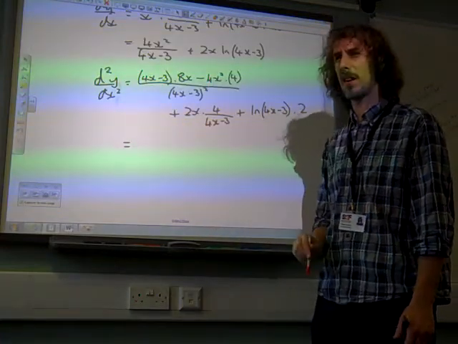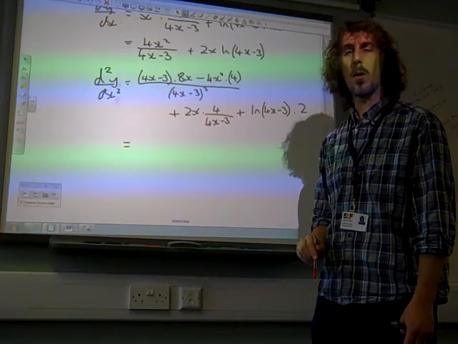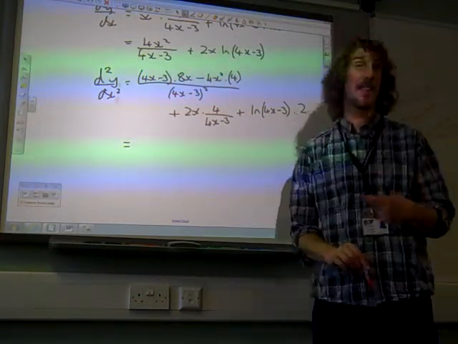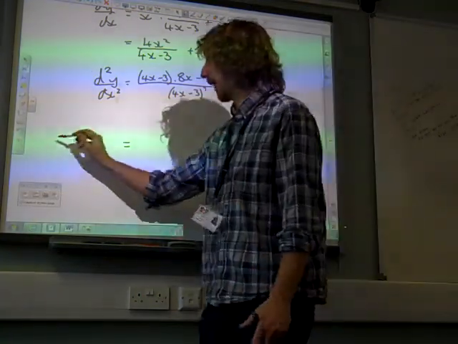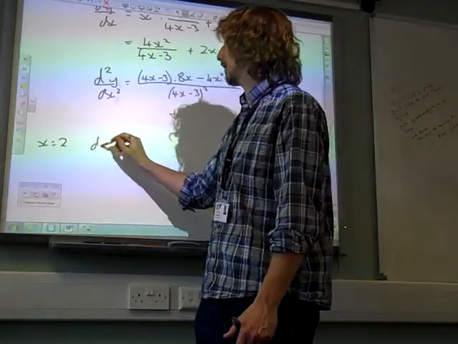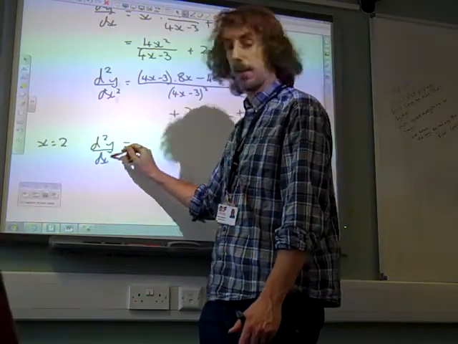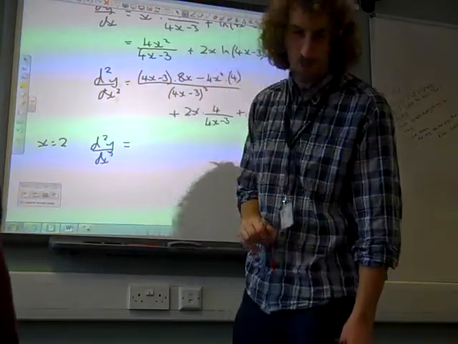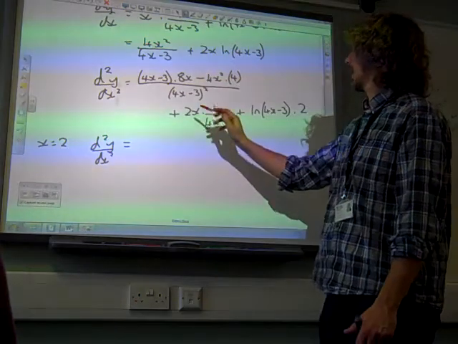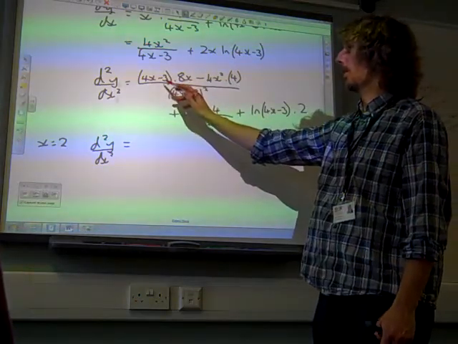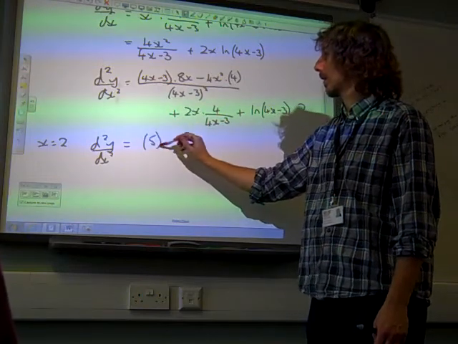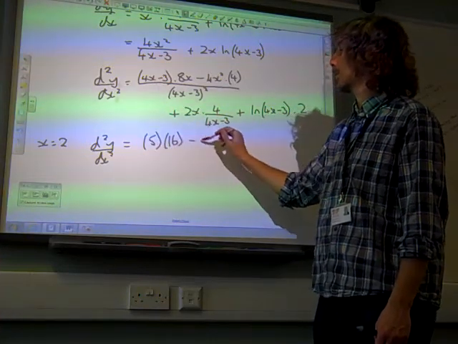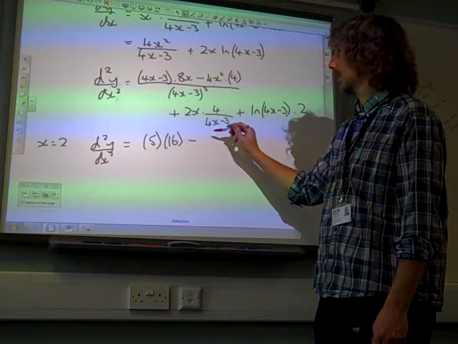Do we want to tidy it up? No. I'm not even sure I do. All that matters is we want to know what this is when x is 2. So let's put x equals 2 into this straight away. I think I actually did tidy it up a little bit more, but it's not a great hassle to do as it is. What we've got there, so we've got 5 times 16 minus some stuff.